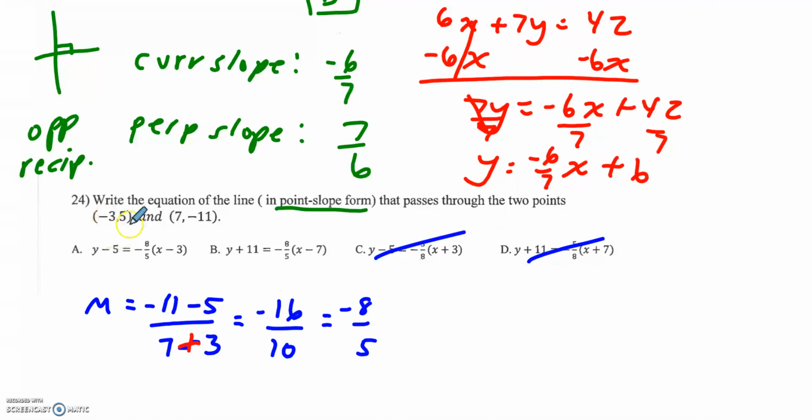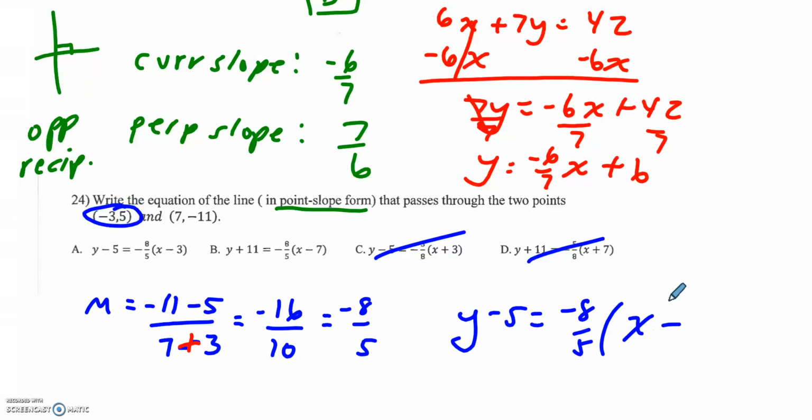So let's take a look at part A, see if this one makes sense. It looks like we're using this slope and this point. So if I were to plug this point and that slope in over here, we would have y minus 5 equals -8/5 x minus -3. So then this would be a plus. Notice, this example gave you a minus, so this answer is wrong.